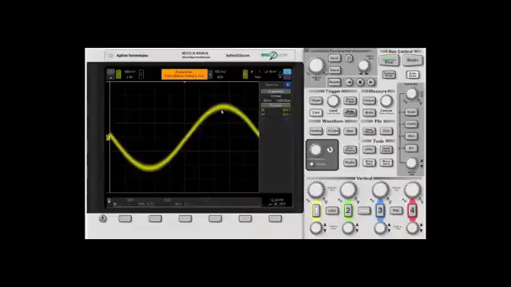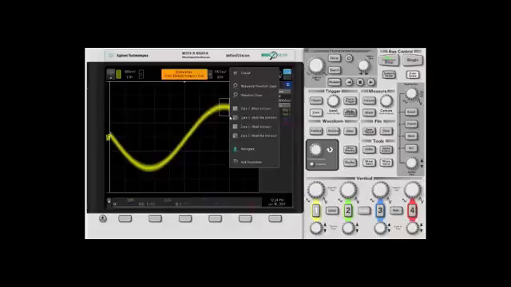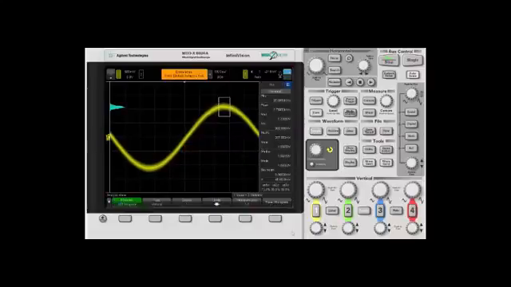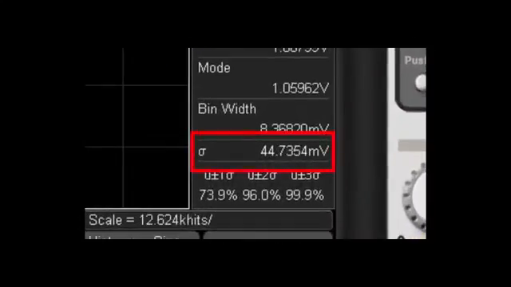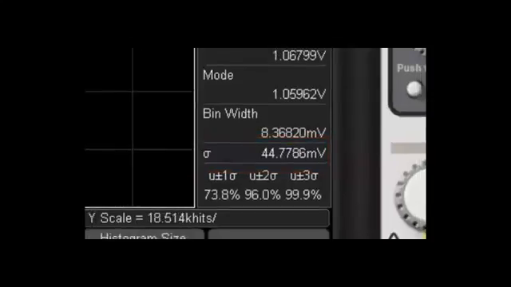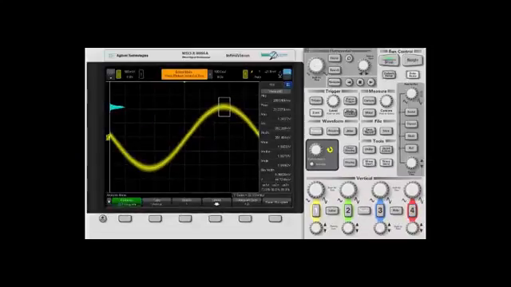Using your finger, draw a zone on the peak of the sine wave, like this. Then select Histogram. In the sidebar, we can see the value of our amplitude variance here. Right now, I do not have a bandwidth limit set, and we can see that my variance is currently about 44.7 millivolts. Now I can turn my bandwidth limit on by going into my Channel 1 menu.